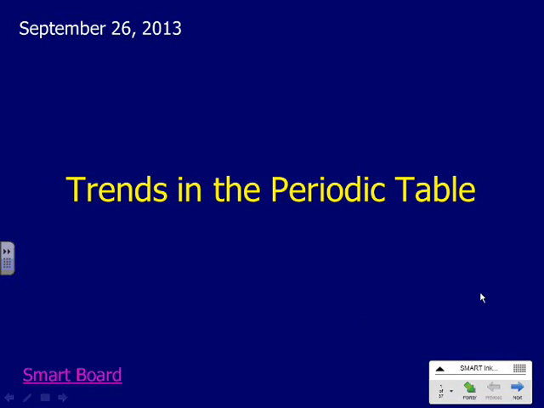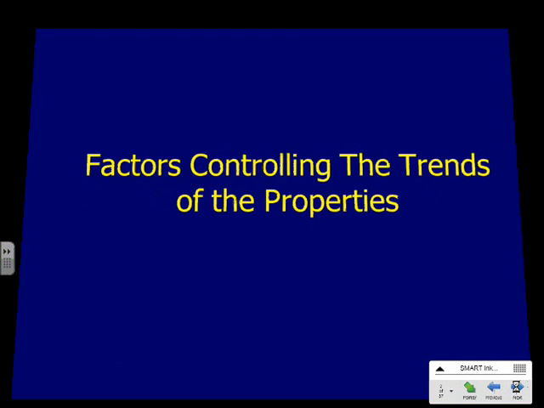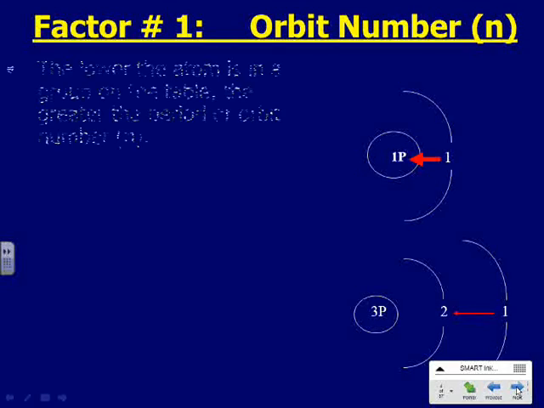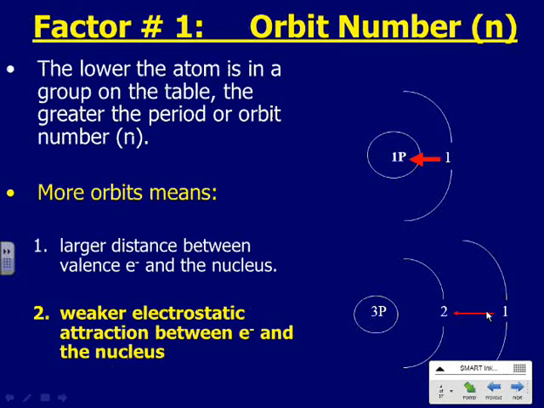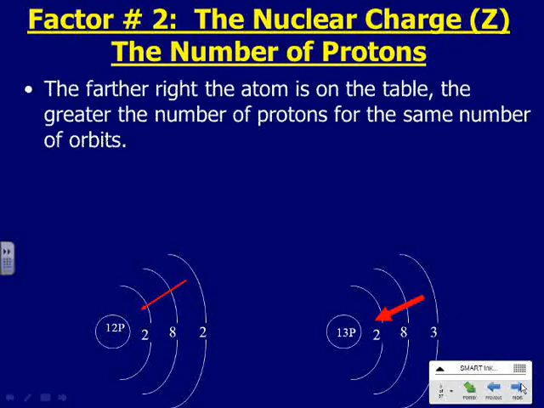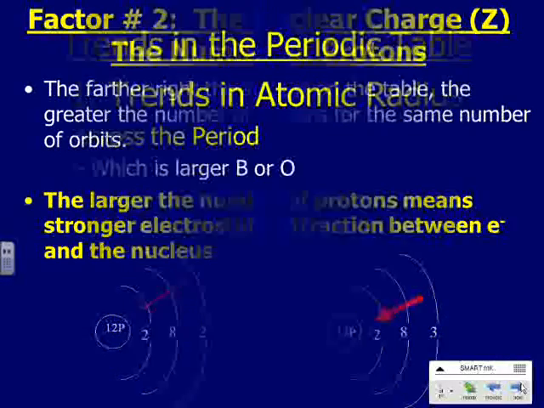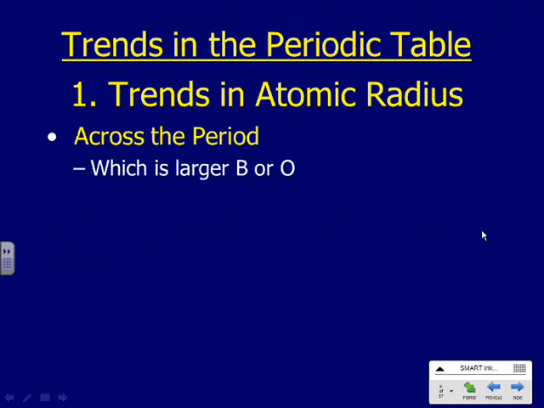So now that we've got that reviewed, we're now ready to actually start talking about the trends. This was the note that we did yesterday. There's the example of the orbit number. Further away is a weaker force. And there's the example of the increase in protons. Now let's talk about the trends themselves.